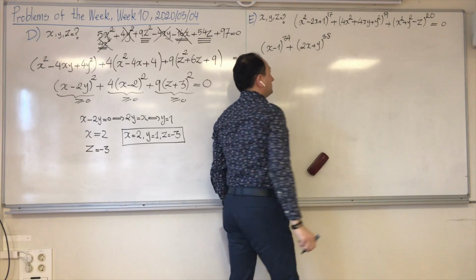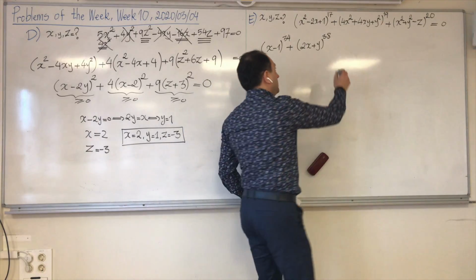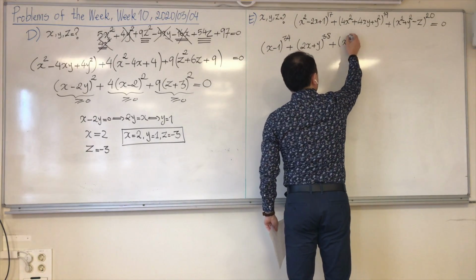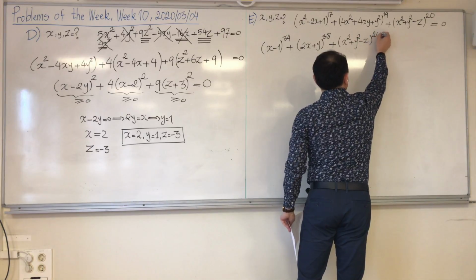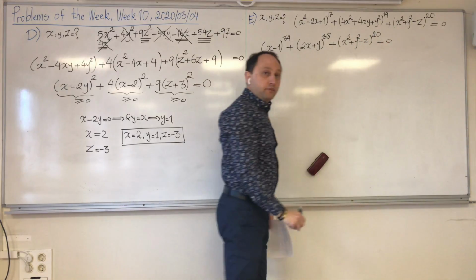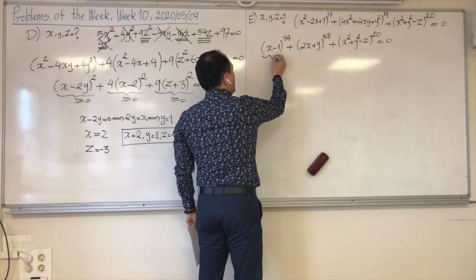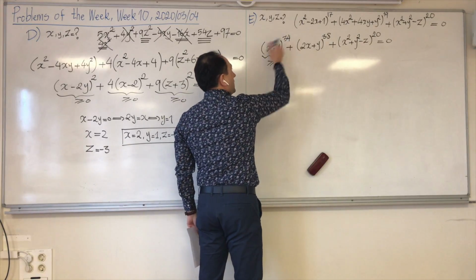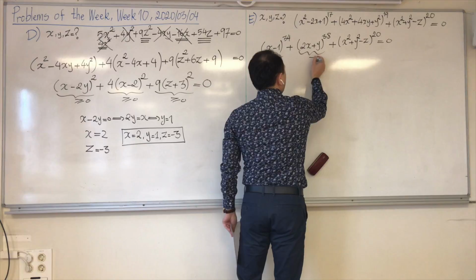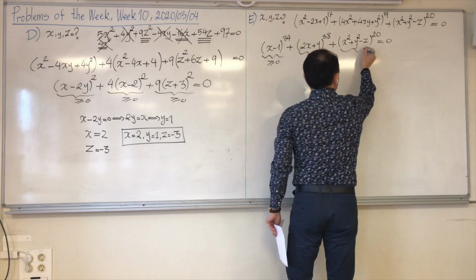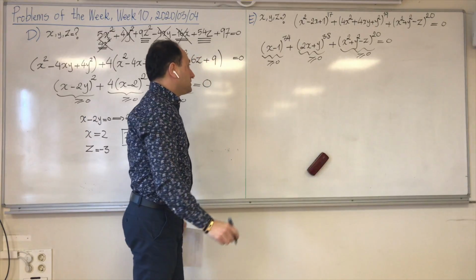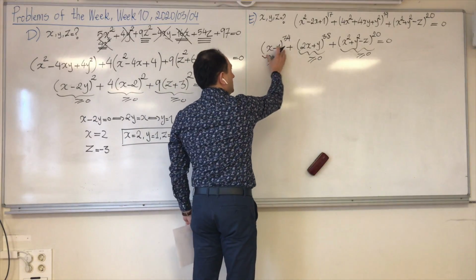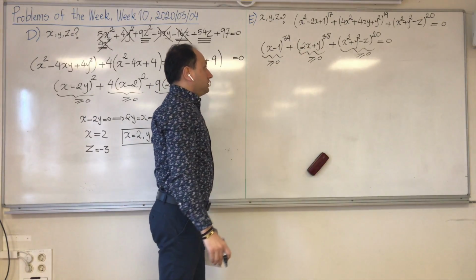38. And then this is already an even power, so I just copy and paste it. To the 20 is equal to 0. Okay, and then again, this is non-negative now because I have an even power. This is also non-negative. This is also non-negative, even powers, yes? So what I can do now is to conclude that each one of them is 0.